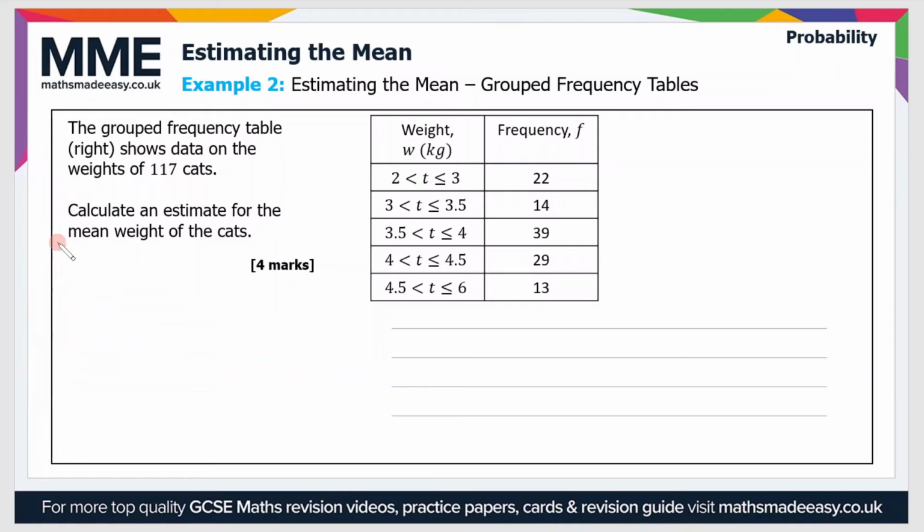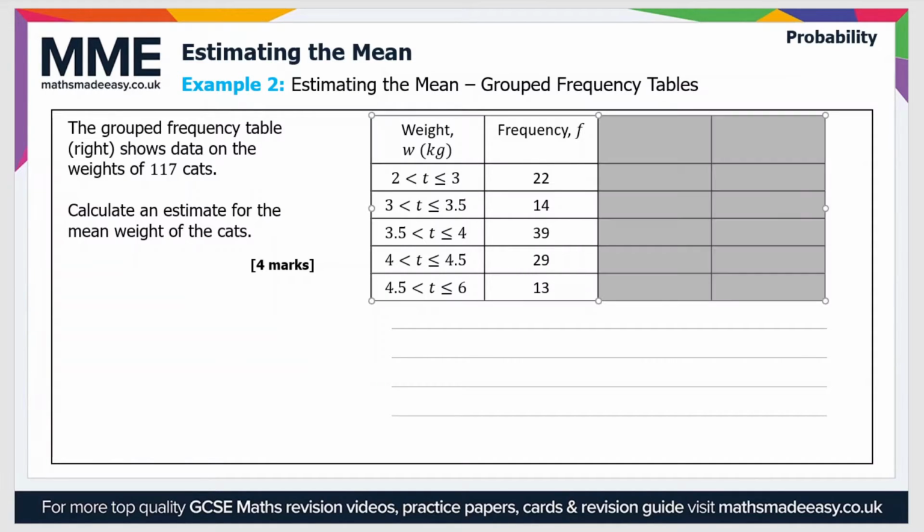So let's take a look at a second example now. So the grouped frequency table on the right shows data on the weights of 117 cats. Calculate an estimate for the mean weight of the cats. So as usual, the first thing we have to do is add our 2 extra columns. Okay, so the first one again is going to be the midpoint column, so we'll call it M for short, and the next one is going to be the frequency times the midpoint.